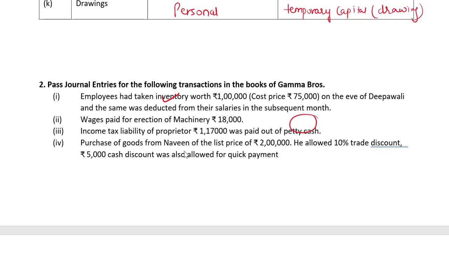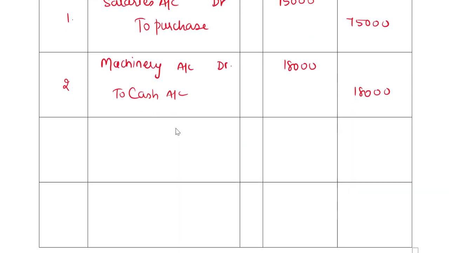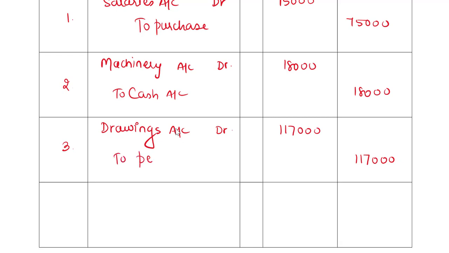Third, income tax liability of proprietor 1,17,000 was paid out of petty cash. So income tax liability you had paid from the petty cash. That means what? This petty cash is treated as a drawing because they had used it for personal purpose. Drawings account debit, the amount is 1,17,000 and petty cash expenses will be credited.